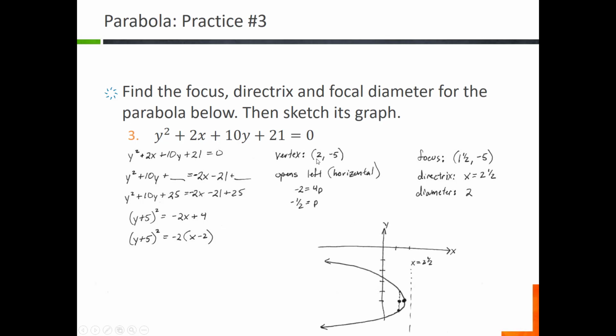Again, we sketch our graph. The vertex is (2, -5), so over 2, down 5. We know that the focus point has to be a half unit to the left of that, and the directrix has to be a half unit to the right of that. We know if this were to scale, this focal diameter here should be 2 units long.